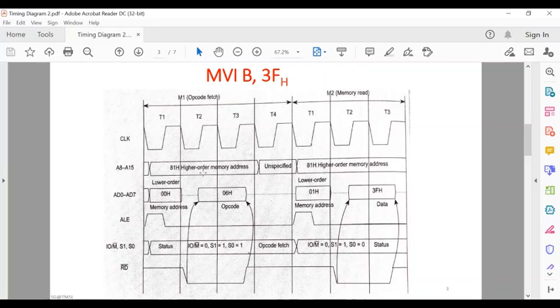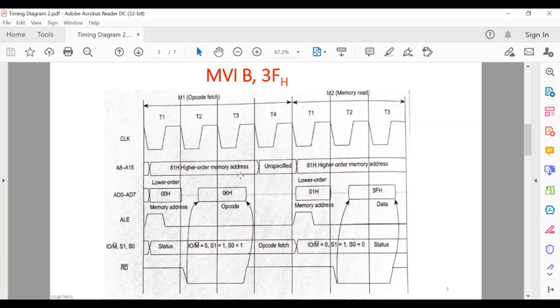Now this code is fetched from this memory location when this read signal goes low and when this ALE signal goes low, and it will be fetched from this memory location to the instruction register. So it will be stored in the instruction register. Now from the instruction register it goes to the instruction decoder circuit, where it is decoded and interpreted so that it can understand which operation is to be performed.